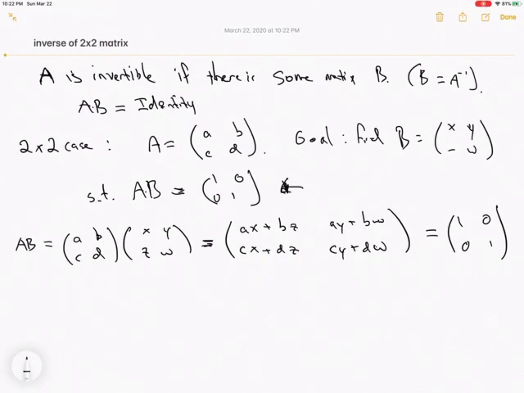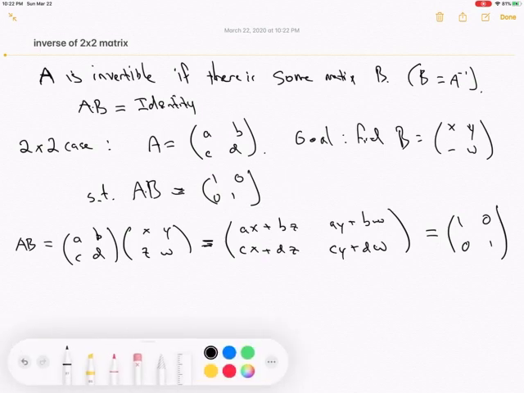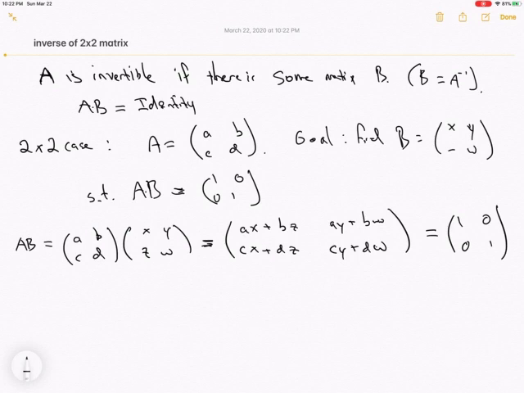Okay, so here we're just going to briefly talk about how to calculate the inverse of a 2 by 2 matrix. And basically, at the end of this, there's going to be a formula, and I just recommend that you memorize the formula. But just so you can see where the formula comes from, it's pretty simple.